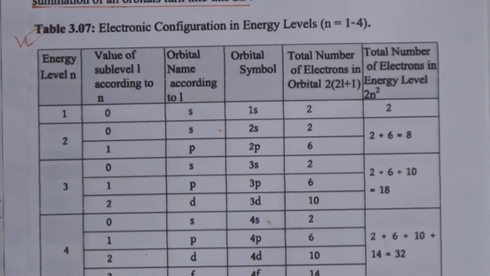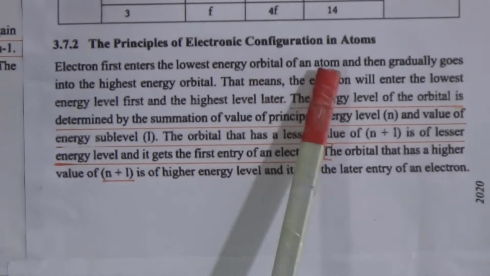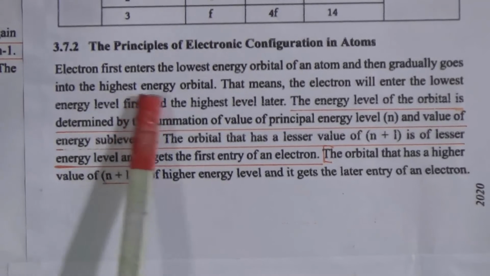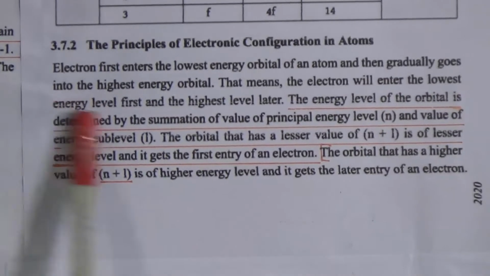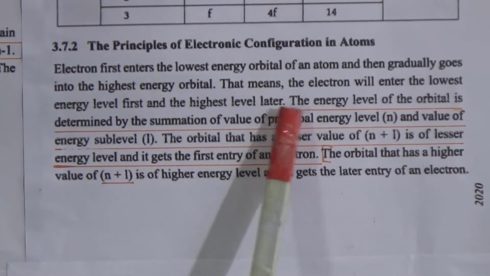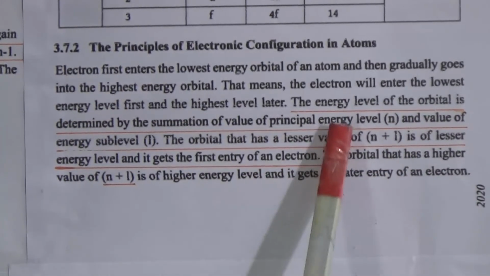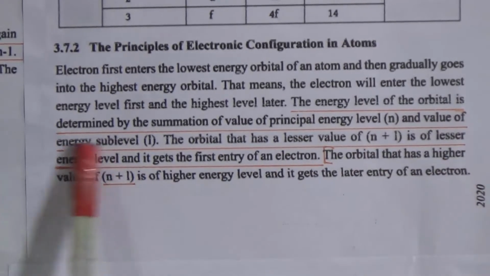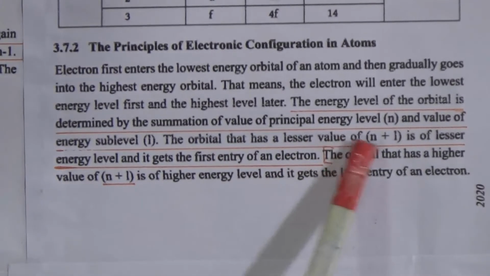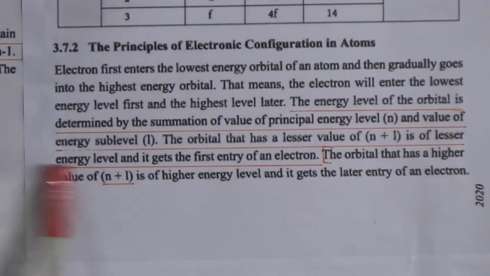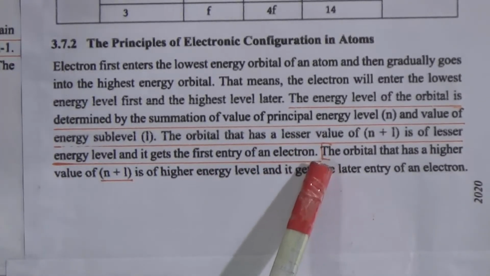The principle of the electronic configuration in the atom: electrons first enter the lowest energy level of an atom, then gradually go into the higher energy orbitals. That means the electron will enter the lowest energy level first and the highest energy level later. The energy level of the orbital is determined by the summation of the value of the principal energy level and the value of the sublevel. Here the orbital that has the lesser value of n plus l is the lower energy level, and it gets the first entry of electrons. And this you have to learn and memorize.